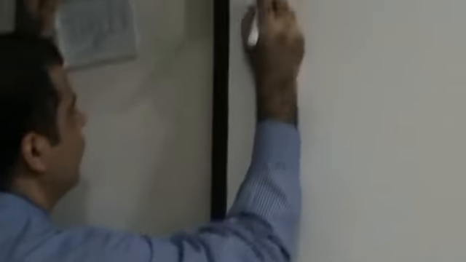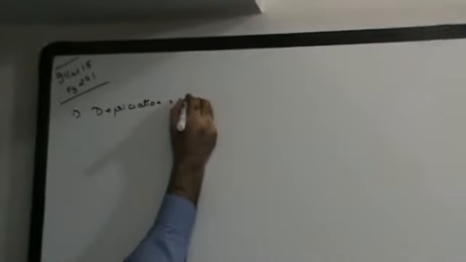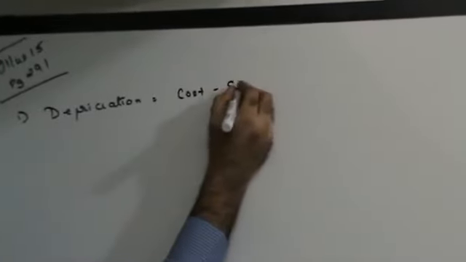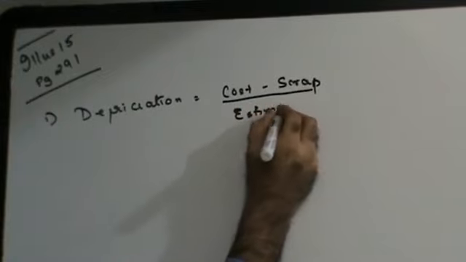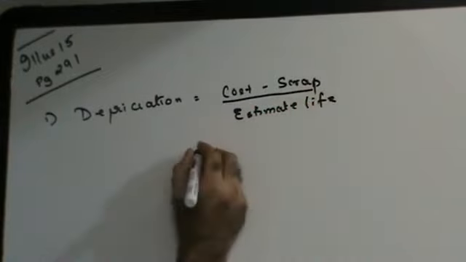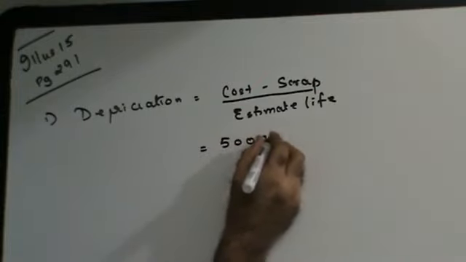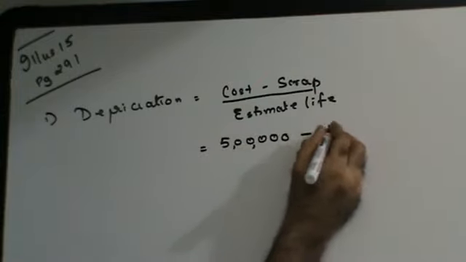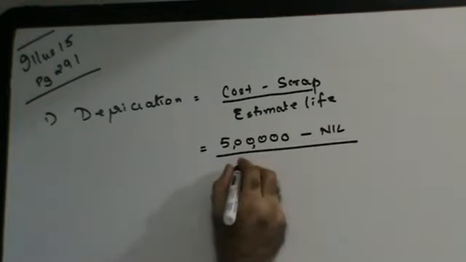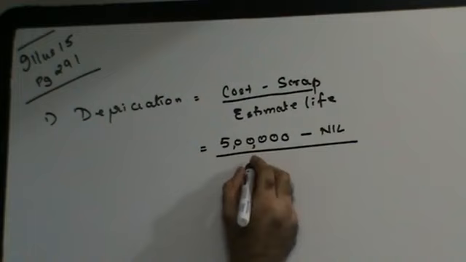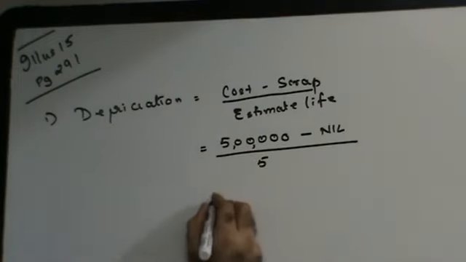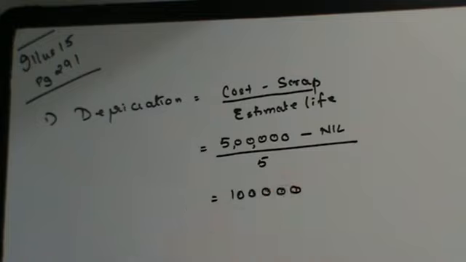Okay. The first thing that you do is you calculate depreciation. Depreciation is cost minus scrap upon estimated life. The cost of the project is given to you as 5 lakhs. Scrap value is given to you as nil, divided by estimated life. Now the life of the asset is not given to you, in which case you will consider the life of the project to be the life of the asset. So this will come out to be 1 lakh.